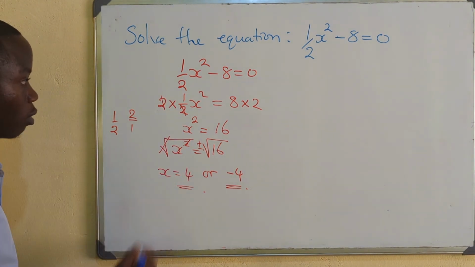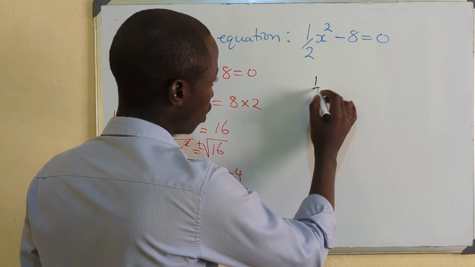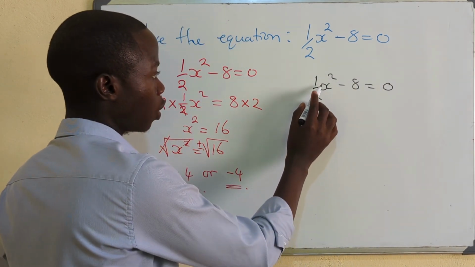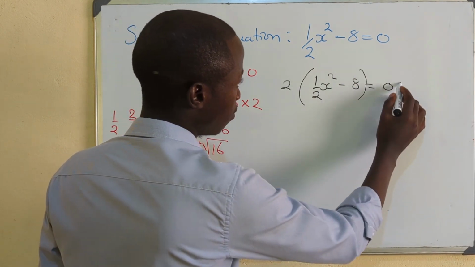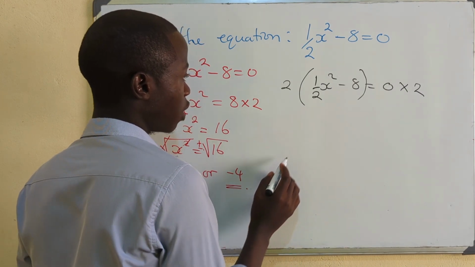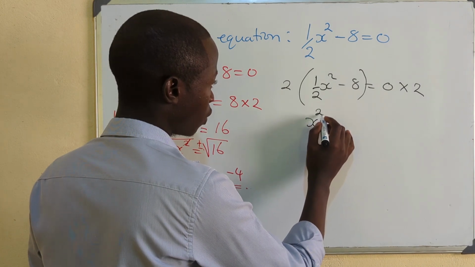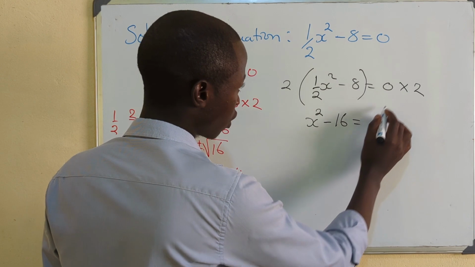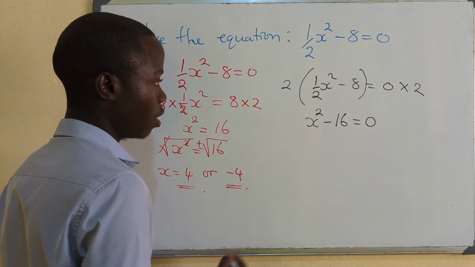If you are not comfortable with this procedure, you can proceed with this one. We have 1 over 2 x to the power 2 minus 8 is equal to 0. To eliminate this fraction, we multiply both sides by 2. 2 multiplied by half gives us 1, and 1 multiplied by x gives x to the power 2. 2 multiplied by negative 8 is negative 16, is equal to 0 multiplied by 2, which is 0.